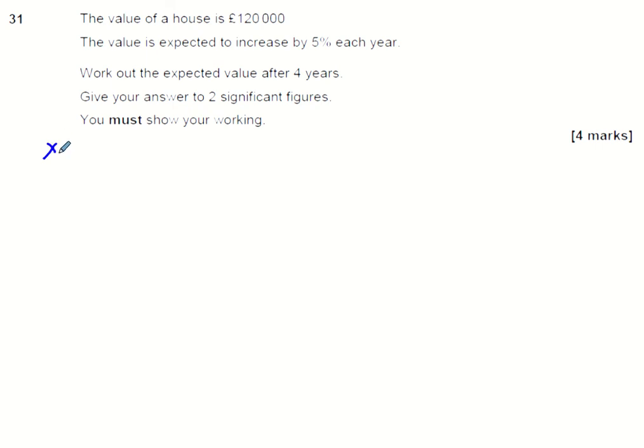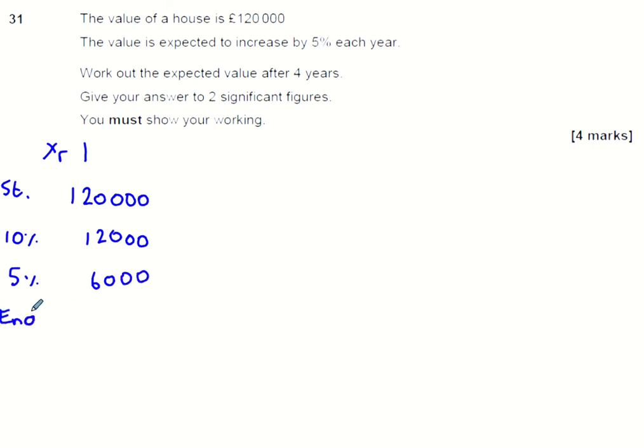So in year 1, at the start of the year, the value of the house was £120,000. We then need to work out 5% of this. So 10% is going to be 12,000, and so 5% is going to be 6,000. So at the end of the year, the value of the house is the original 120,000 plus the extra 5%, which is now going to be £126,000.